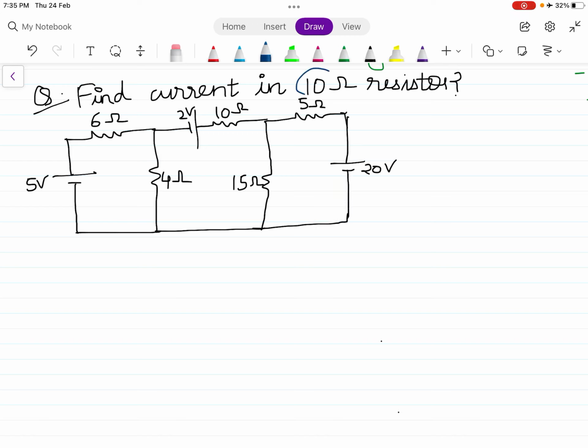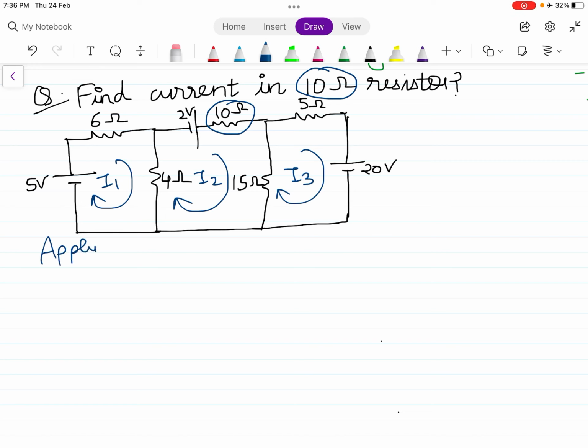So current in 10 ohm resistor. That means this. So assume the direction of current as clockwise. Name the current as I1, I2, I3 and apply mesh analysis. So apply KVL to mesh number 1. When I apply KVL to mesh 1, starting from this point, I get negative to positive plus 5, voltage drop.